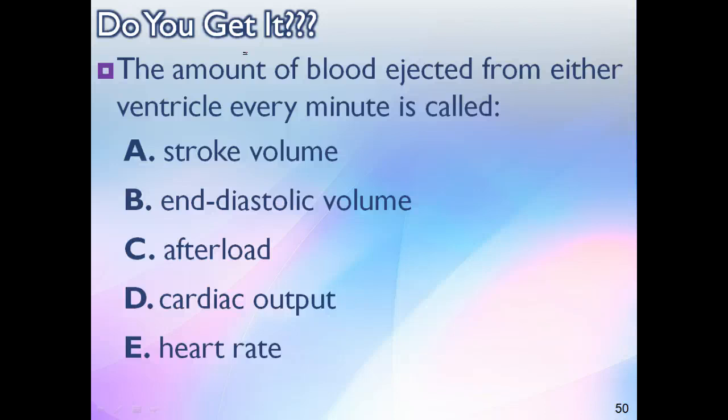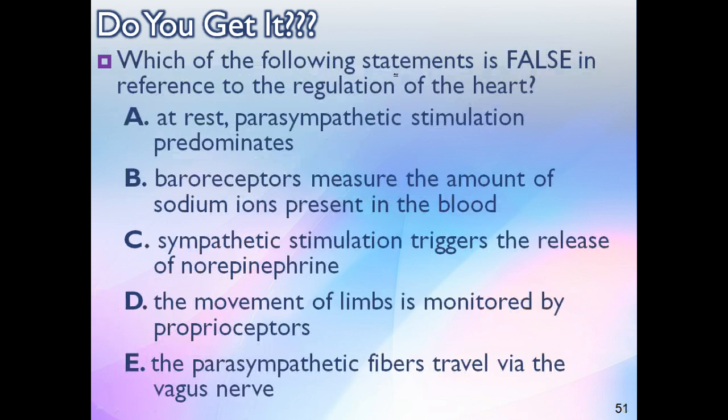The amount of blood ejected from either ventricle every minute is referred to as, this is the key where students remember the equation, but not the definition. It is cardiac output. Remember, a lot of students might be thinking stroke volume, but remember, stroke volume would be every beat. Okay, but that's often confused there.